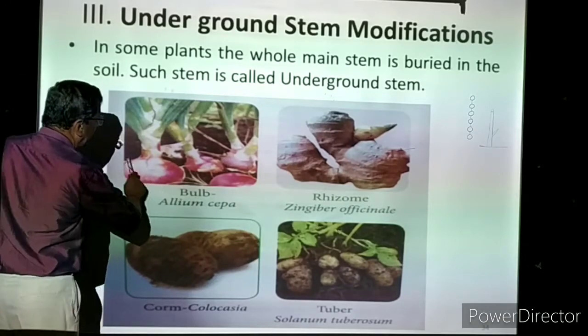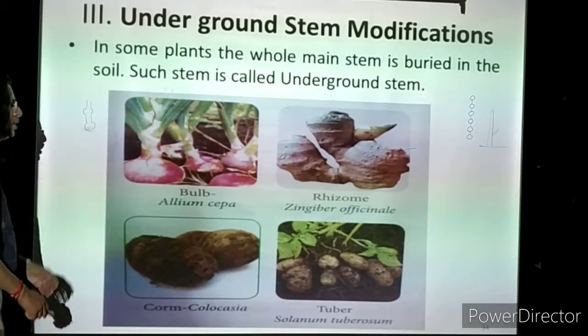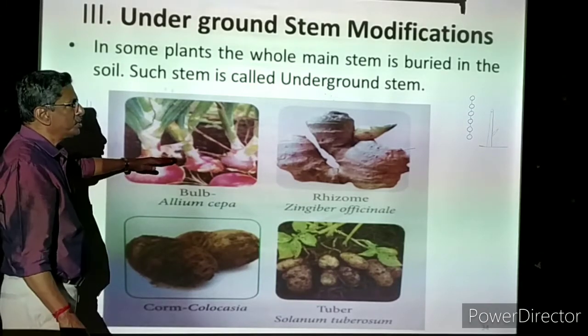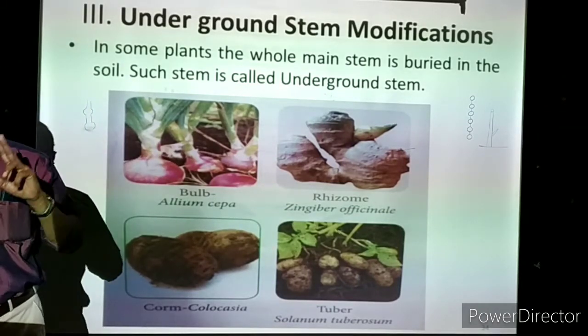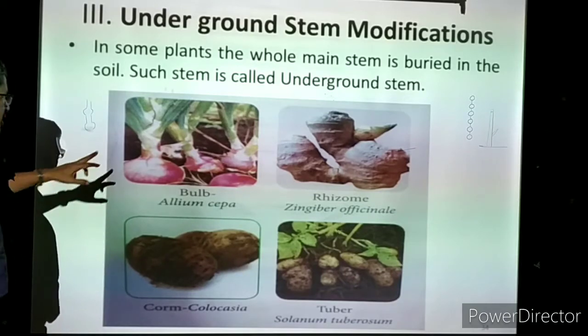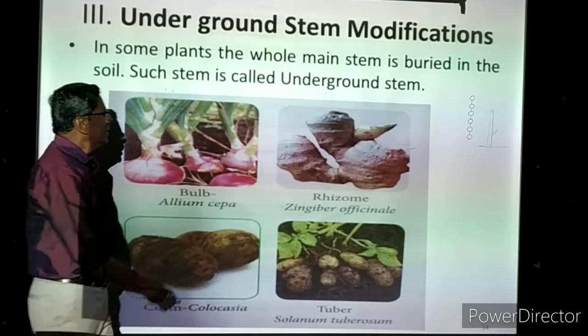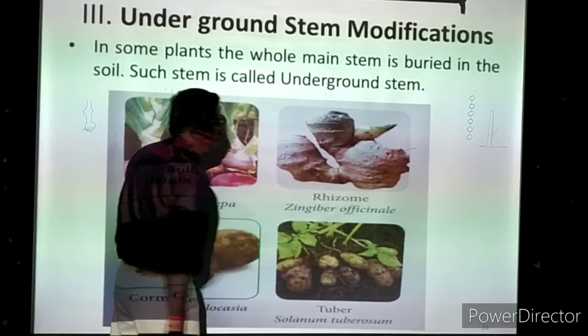So this is an underground stem modification for vegetative reproduction and also for storage of food material, both. Two functions are there. One is vegetative propagation, reproduction. Another one is storage of food. Then the second one, we are coming to rhizome.